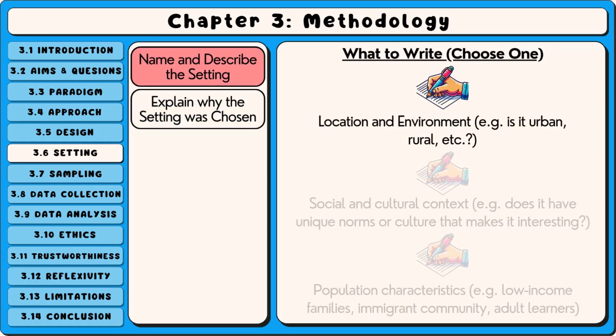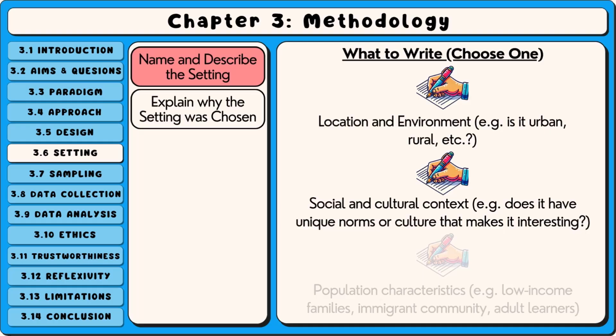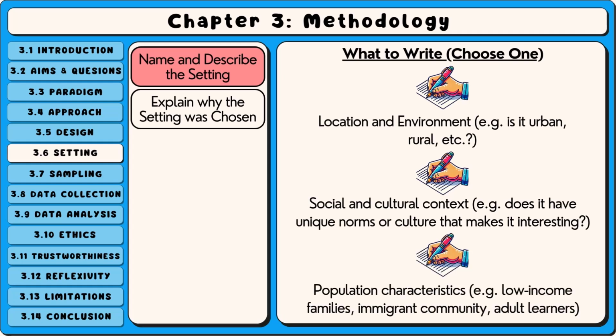When naming and describing the setting, you could explain the location and environment, such as whether it's urban or rural. You could also explain the social and cultural context of the environment, such as whether or not it has certain behavioral norms that make it particularly interesting and worthy of study. Or you could outline the population characteristics within the setting, such as whether the setting has a large number of low-income families, immigrant communities, adult learners, multicultural groups, homogeneous groups, etc.